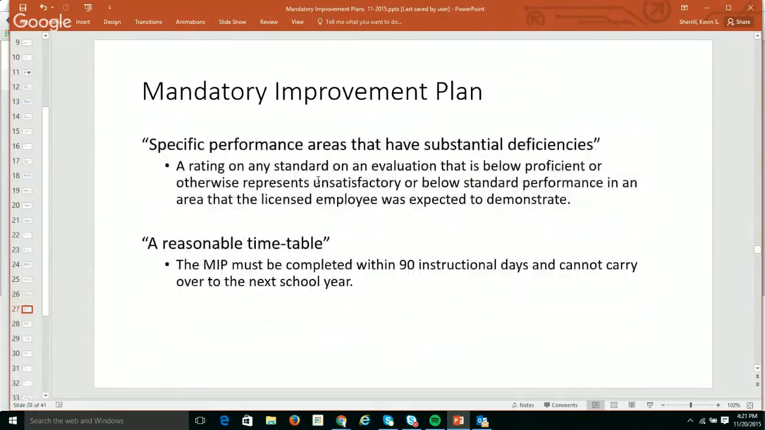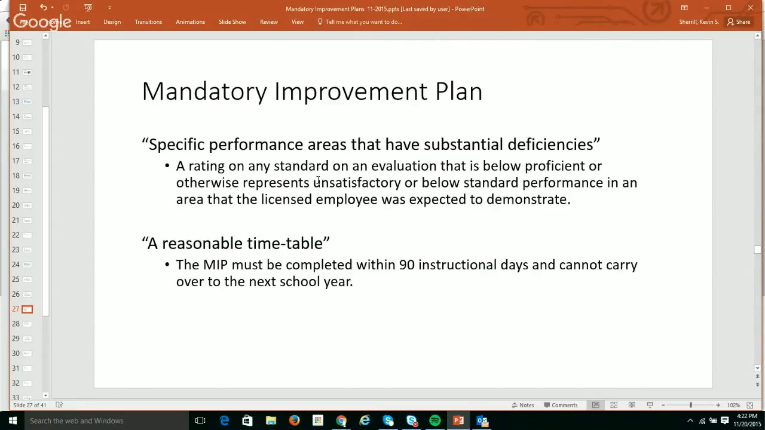Where we say specific performance areas that have substantial deficiencies, I think that what we should be looking at there so that we're consistent is a rating on any standard on an evaluation that's below proficient or otherwise represents unsatisfactory or below standard performance in a place they were expected to demonstrate. Now, if you have a brand new teacher who showed up as developing in an area and they're brand new, so you would not have expected them to demonstrate mastery of maybe the subject area, for example, because it's their first time ever teaching this particular class. Yeah, or discipline, Carol's saying.